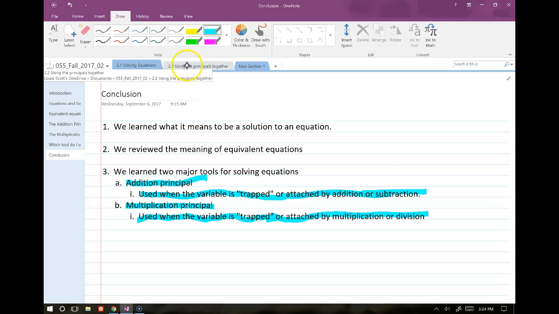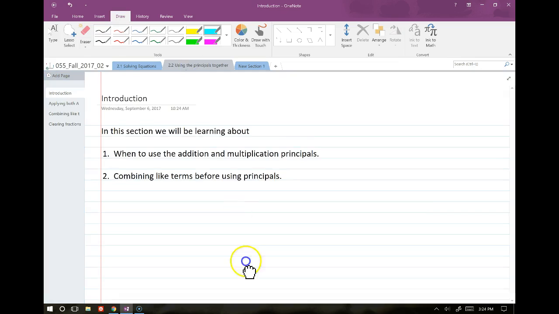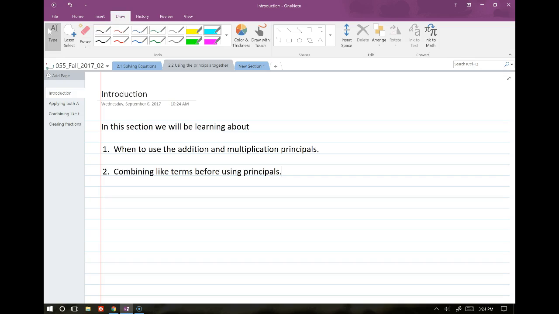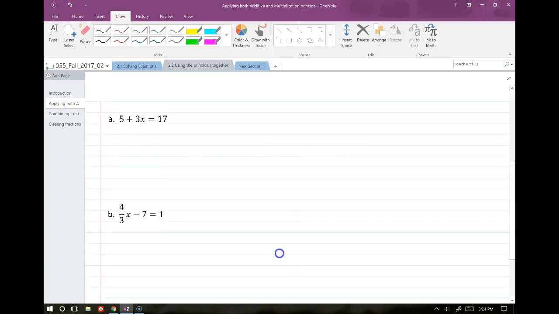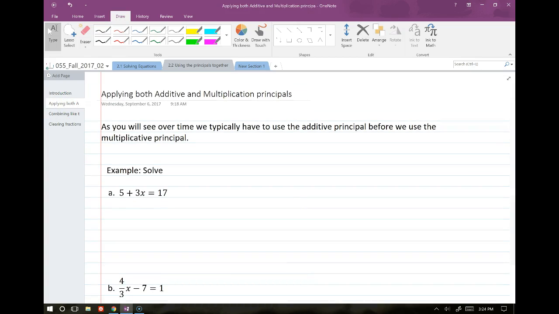All right. Let's go into the next section. So sometimes we have to use these guys together. So we're going to continue talking about when to use the addition and multiplication principles, and we're going to do a little bit of combining like terms before solving equations. All right. So, applying both additive and multiplication principles.